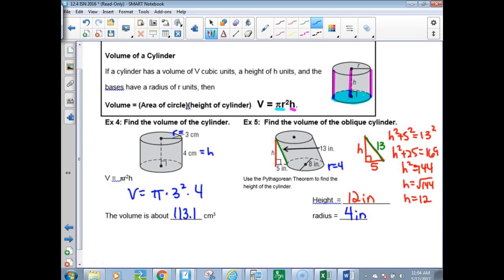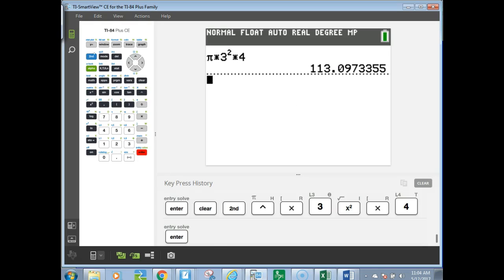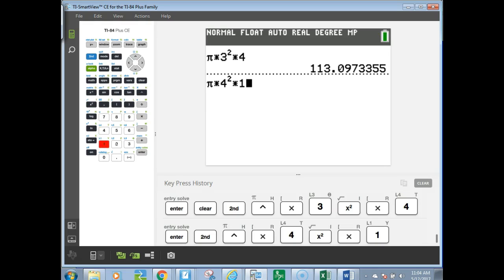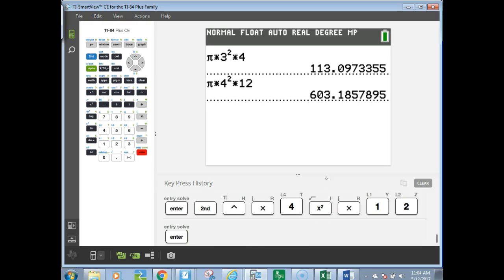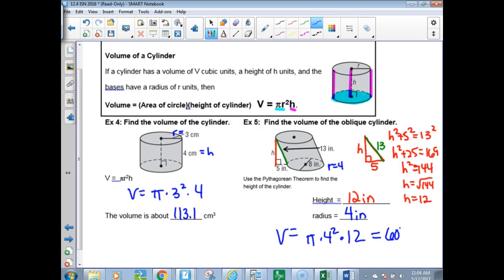All right, now we're ready to do the volume. The volume will be pi times radius squared times the height of 12. So we have a larger number, 603.2 to the nearest tenth. And that'll be in cubic inches, or inches cubed is how you write it, so I know that's how you say it to yourself.